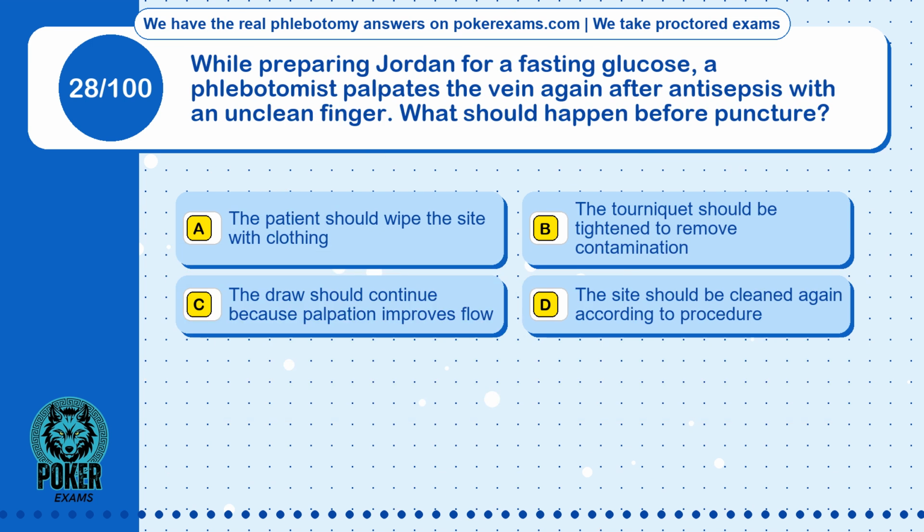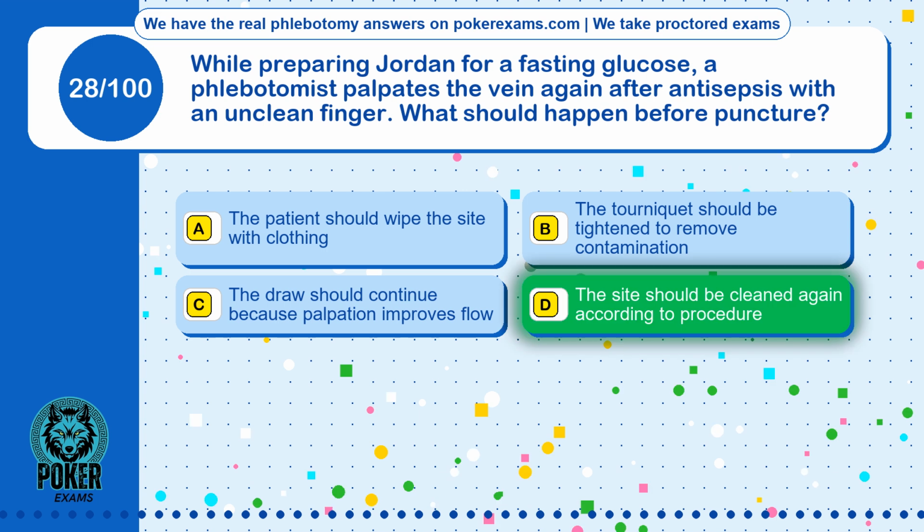Question 28. While preparing Jordan for a fasting glucose, a phlebotomist palpates the vein again after antisepsis with an unclean finger. What should happen before puncture? Option A: the patient should wipe the site with clothing. Option B: the tourniquet should be tightened to remove contamination. Option C: the draw should continue because palpation improves flow. Option D: the site should be cleaned again according to procedure.